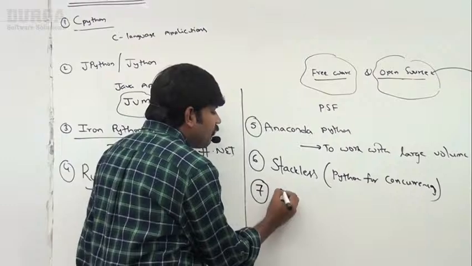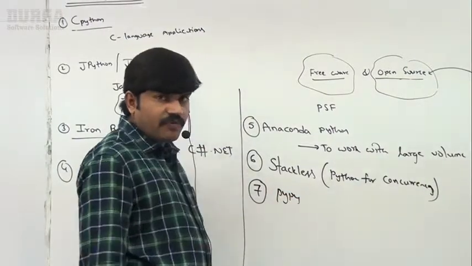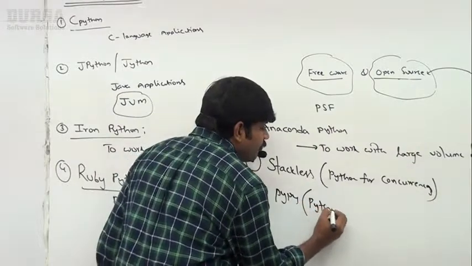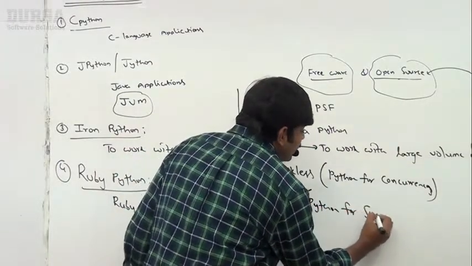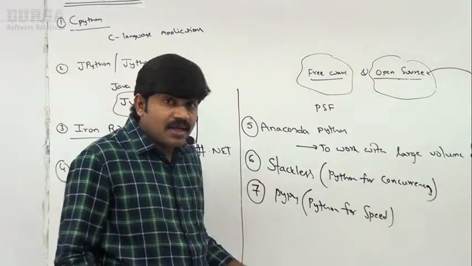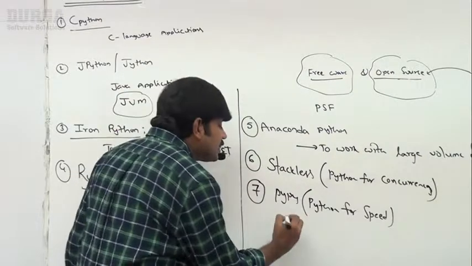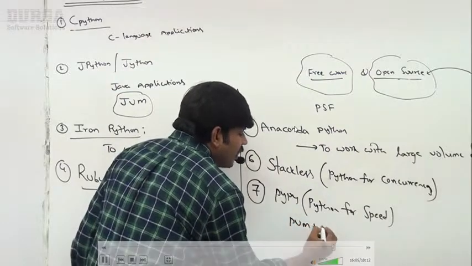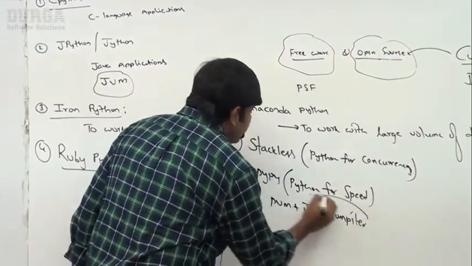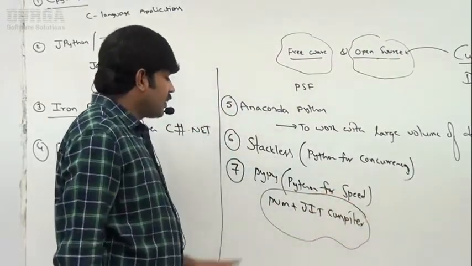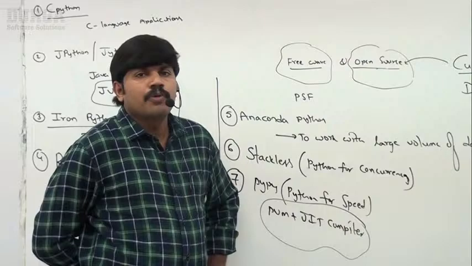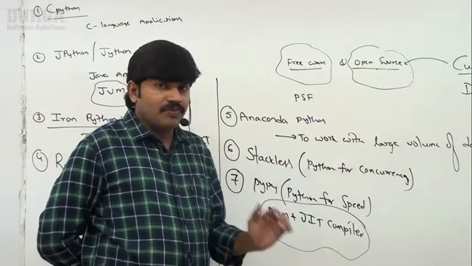Next, a very important point. Have you remembered PyPy? Just now I covered Python for speed. The Python virtual machine contains a JIT compiler, just-in-time compiler. Automatically, performance by default is going to be improved. Please make sure these are various flavors of Python.